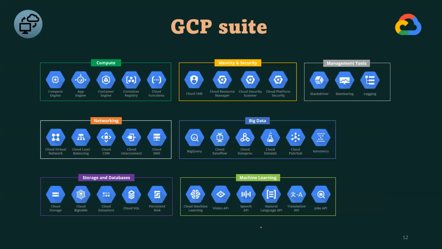And if I have to talk about how many categories of services GCP provides you, this is what we call a GCP suite. Here we have compute services, identity services, networking services, big data services, storage and database services, machine learning services. 1, 2, 3, 4, 5, 6, and 7. All of these services that the Google Cloud Platform provides you, this is what we call a GCP suite.